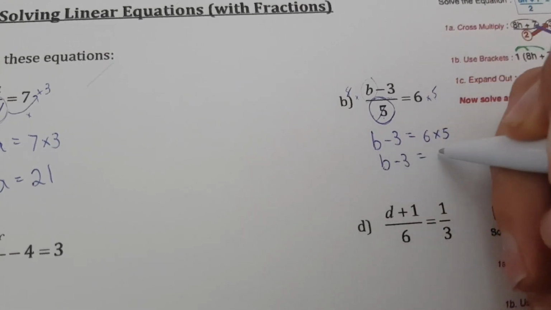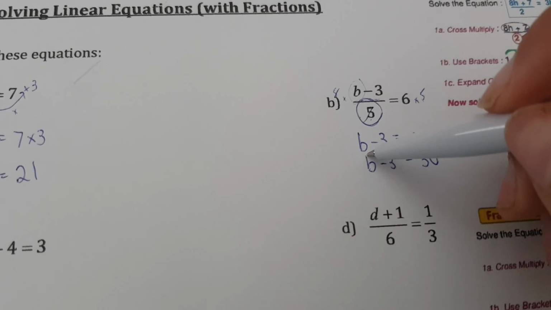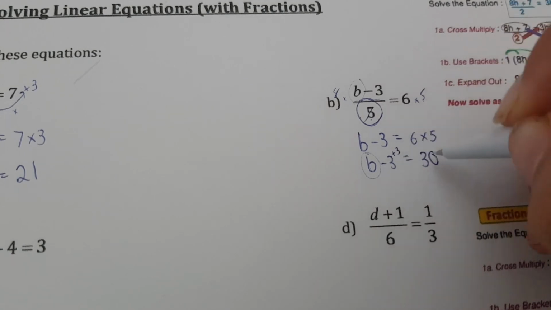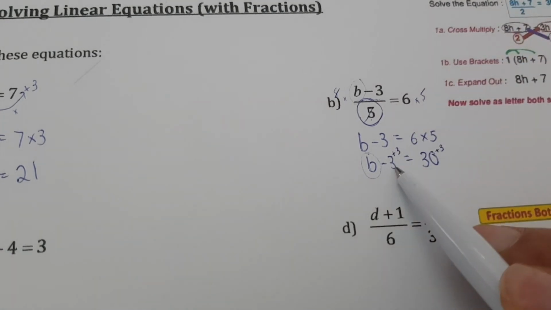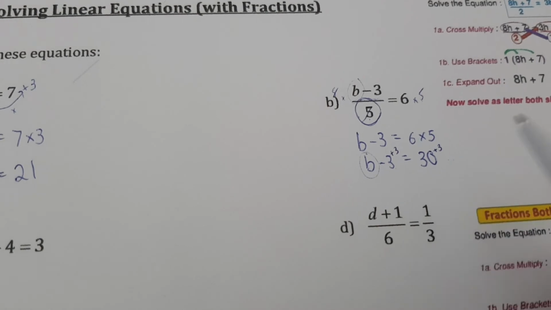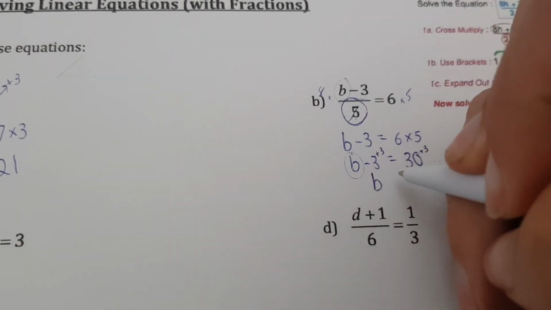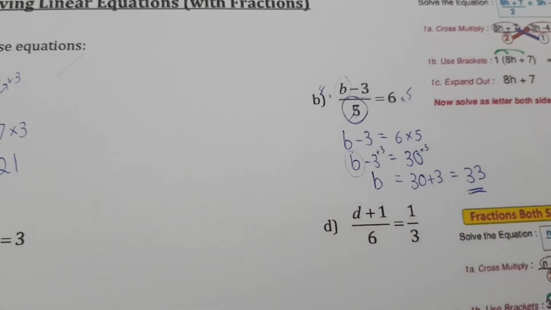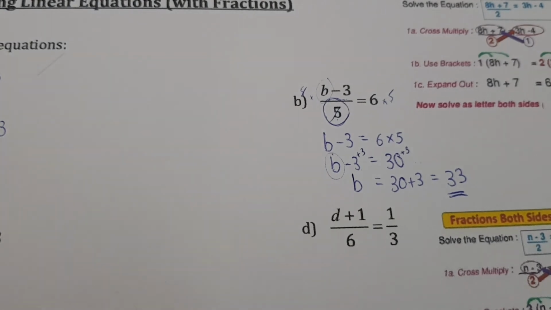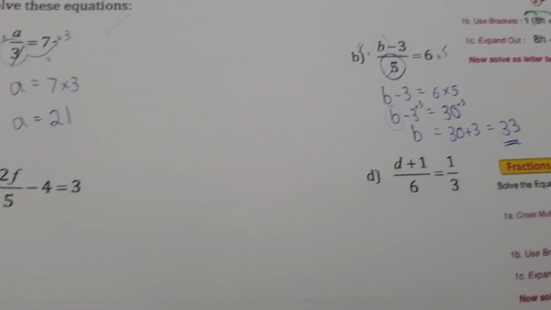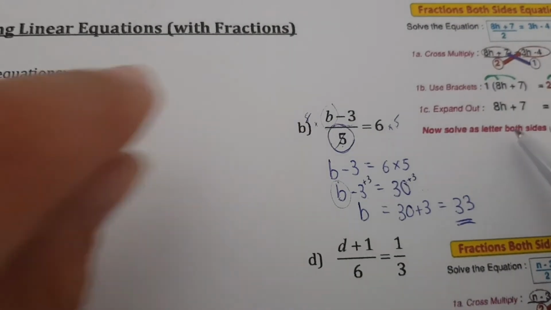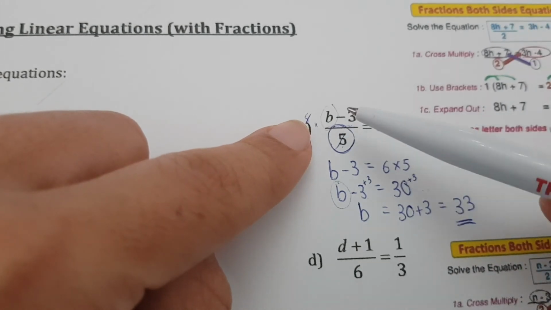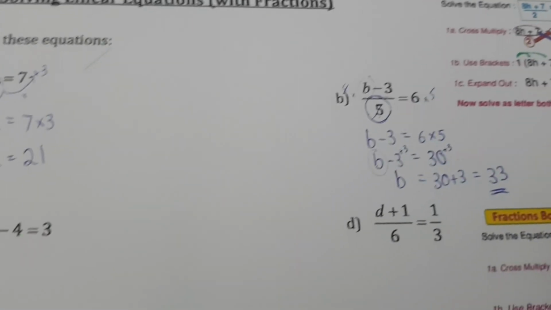So something minus 3 is 30. To find B, I need to eliminate minus 3. The opposite of minus 3 is plus 3, and the same goes here. If you add 3 on this side, add 3 on this side as well to keep it balanced. So I have B equals 30 plus 3, which is 33. B is 33. And do check it out. Instead of B, let's write 33. 33 minus 3, which is 30. 30 divided by 5, which is 6.